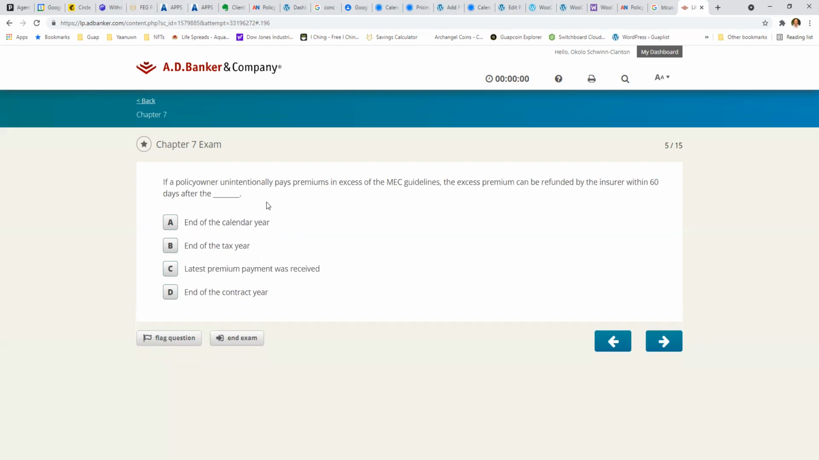If a policy owner unintentionally pays premiums in excess of the MEC guidelines, the excess premium can be refunded by the insurer within 60 days after the blank. End of the calendar year, end of the tax year, latest premium payment was received, or end of the contract year. Oh boy, I don't know that one. Neither.